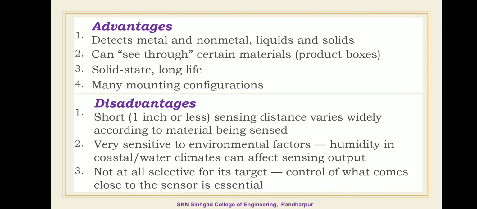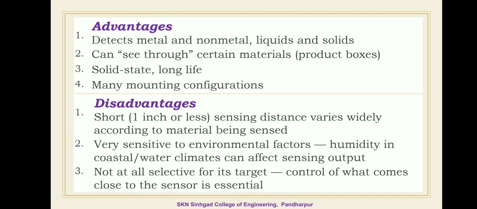Then the advantages and disadvantages of the capacitive type proximity sensor. First, it detects metal, non-metal, liquids and solids. Second, it can see through certain materials or product boxes. Then, it is solid state with long life, and has many mounting configurations. These are the different advantages.